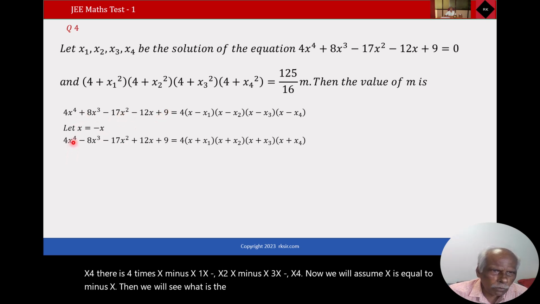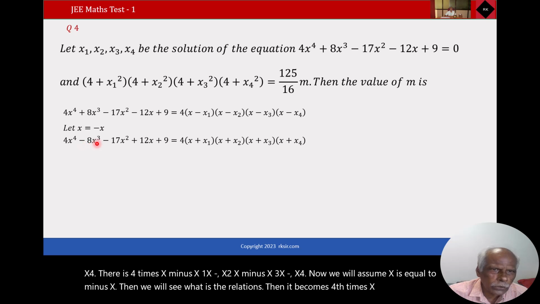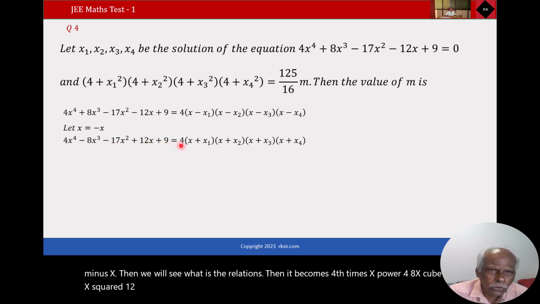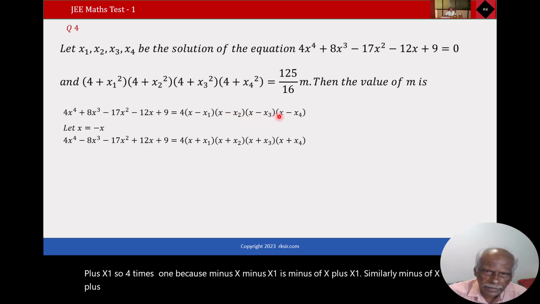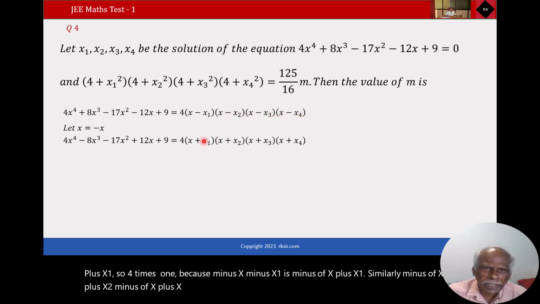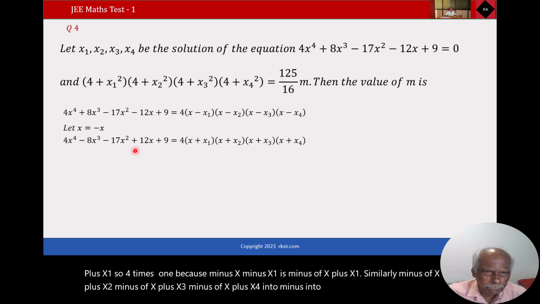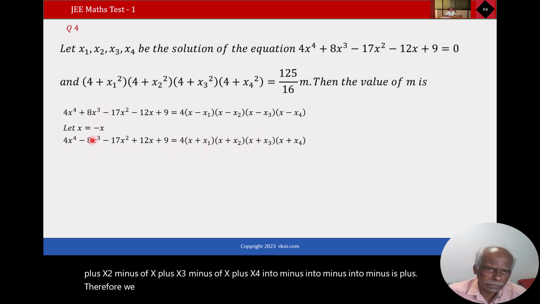Then it becomes 4x^4 - 8x^3 - 17x^2 + 12x + 9 is equal to 4 times (-x - x1), so 4 times (x + x1), because -x - x1 is minus of (x + x1). Similarly minus of (x + x2), minus of (x + x3), minus of (x + x4). Minus into minus into minus into minus is plus. Therefore we get this relation from this.